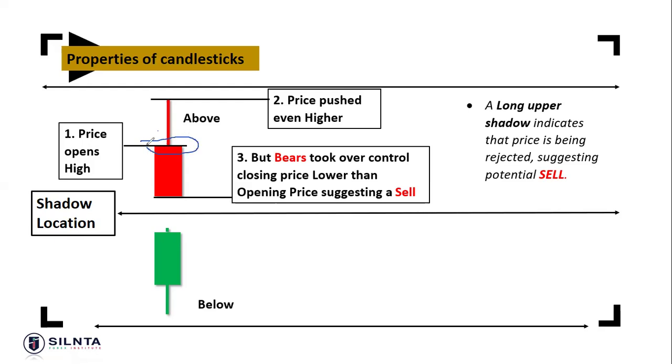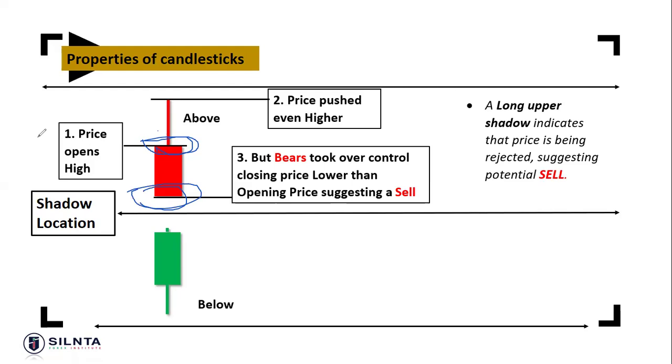Price opens high. So since it's selling, we expect the chart to go down. It should end or close at the bottom. Is it fine there? Yes. Then price closes low. It opens high, closes low. Are we fine? Yes.